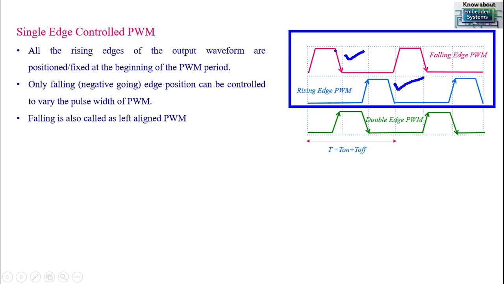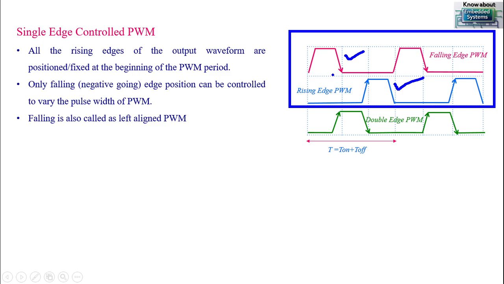If the pulse is controlled on a falling edge, then that is called a falling edge PWM. This is also called left aligned PWM. Here you can see this is aligned towards the left, that's why it is called left aligned PWM. And if you compare the second example here, the rising edge, we are controlling PWM on a rising edge. This type of PWM output is called rising edge. It is also called right aligned PWM.